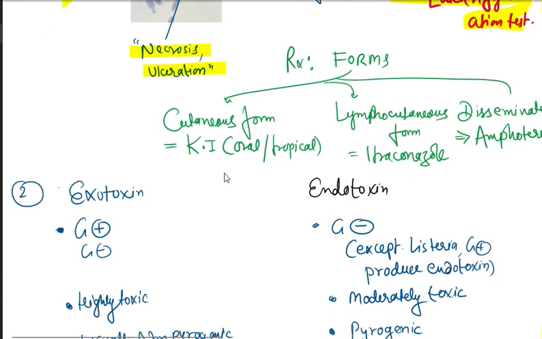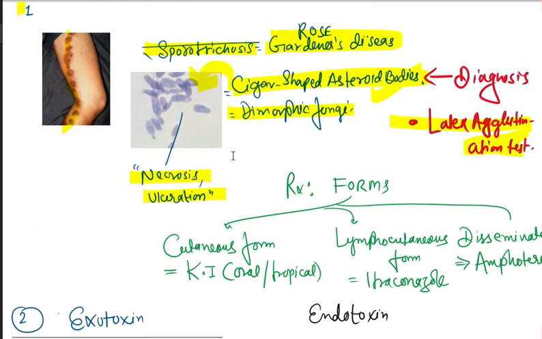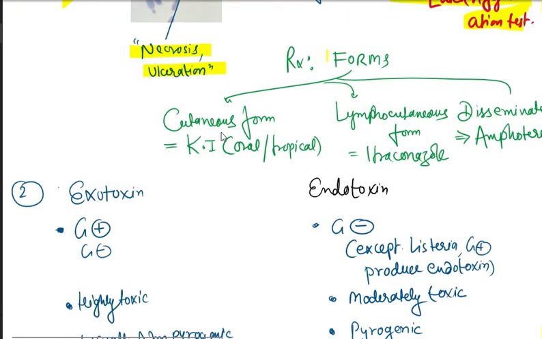Okay, again, so Sporothrix schenckii produces this disease. Sporotrichosis has three forms: cutaneous, lymphocutaneous, and disseminated. To treat the cutaneous form, potassium iodide, oral or topical, can be used, and in the lymphatic form, itraconazole can be used, and in disseminated forms, amphotericin B can be used.